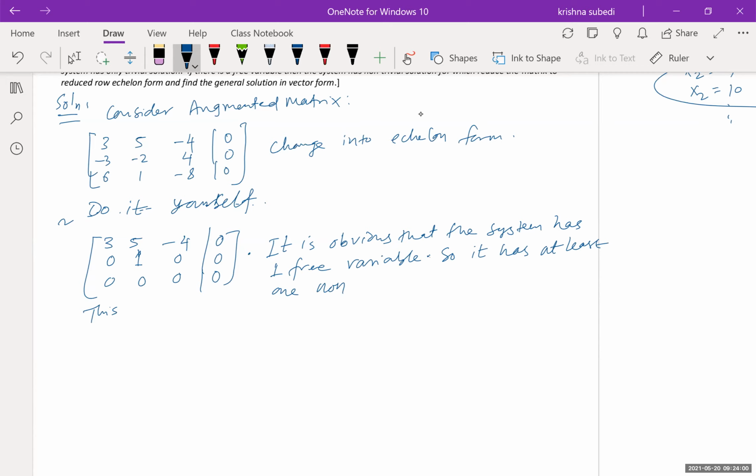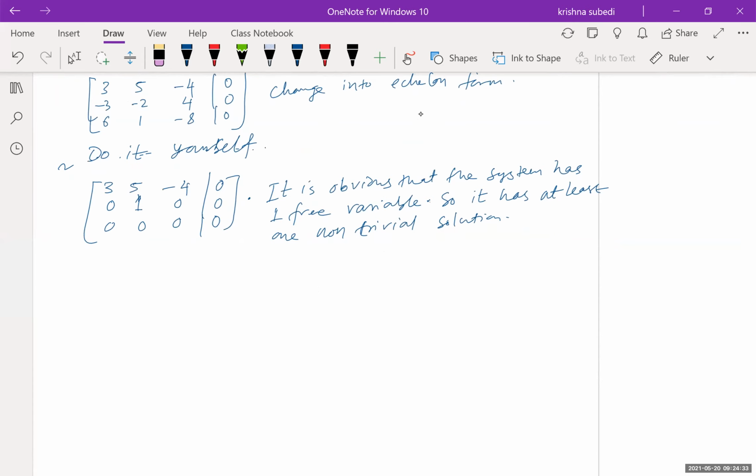That's not an issue, because we said at the beginning that every homogeneous system has the trivial solution. So it has at least one non-trivial solution. Notice the language that I put. It has at least one. What it means is it can have one or two or infinitely many. So to be on the safe side, I just wrote at least one non-trivial solution. Now, in order to find that, let us write down the general solutions for this system, okay?